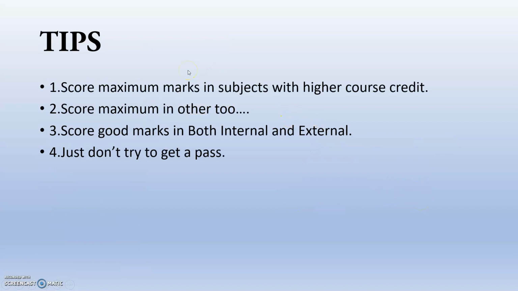So tips: score maximum marks in the subject with higher course credit, because whenever you are scoring very good marks in the subjects which have higher course credit, you will get more GPA, because we'll say in the next slide, score maximum marks in the other two. Don't be lazy in the other subjects, because you have to score good marks. Score good marks in both internal and external. Just don't try to get a pass. You should really make a good OGPA.